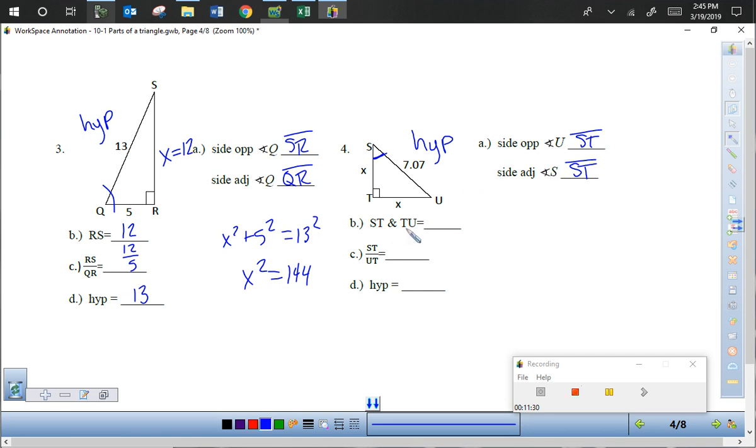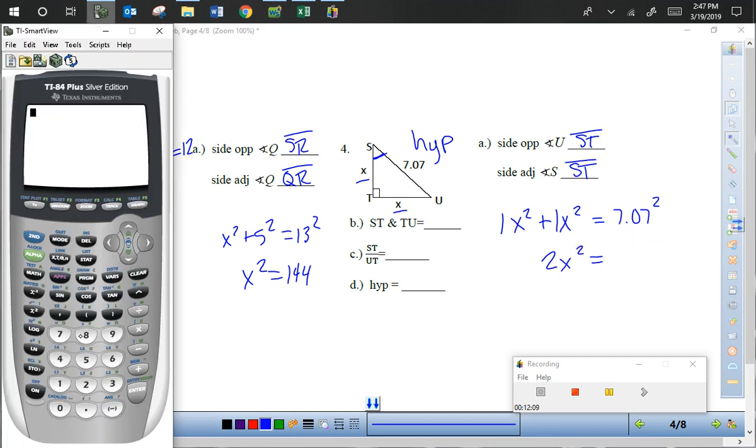Now, ST and TU, the side that we're missing, we have to solve for both of those, but you'll notice they're both equal to x. That's the only way this is going to work, if they're equal. But we set it up just like normal Pythagorean theorem. We want the hypotenuse by itself, so that looks like x squared plus x squared equals 7.07 squared. Well, really, if it helps, this is 1x squared and 1x squared. When we put it together, we've got 2x squared. In your calculator, we're going to square 7.07.